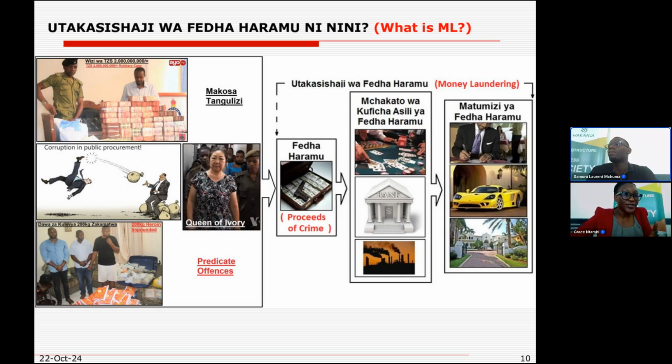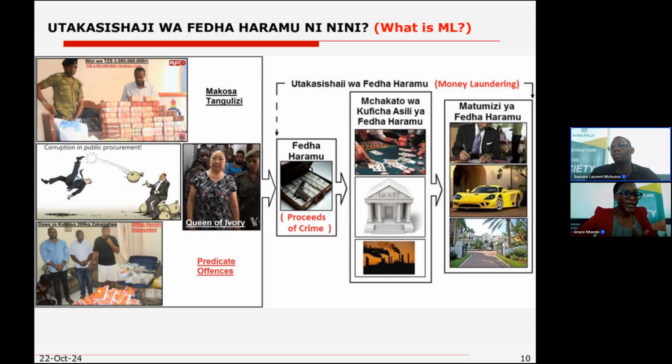So you have a theft of, here it was 2 billion, that happened. That is what we call a predicate offense. The offense was stealing the money. Or we have corruption in public procurement, that is embezzlement. We had the issue of the Queen of Ivory, who took ivory, that is the elephant tusks, and sold them. Or it could be through drugs. Now that is a predicate offense. But how does that lead to money laundering?